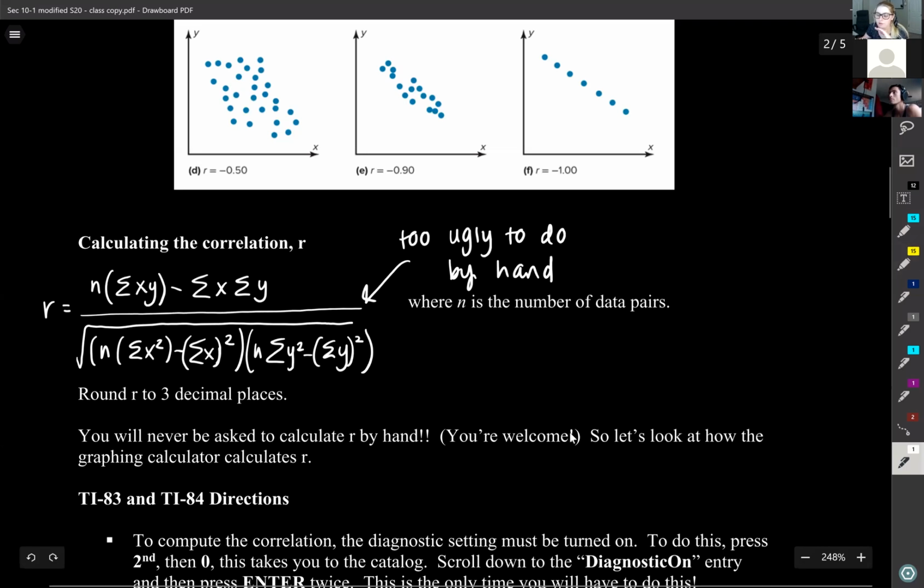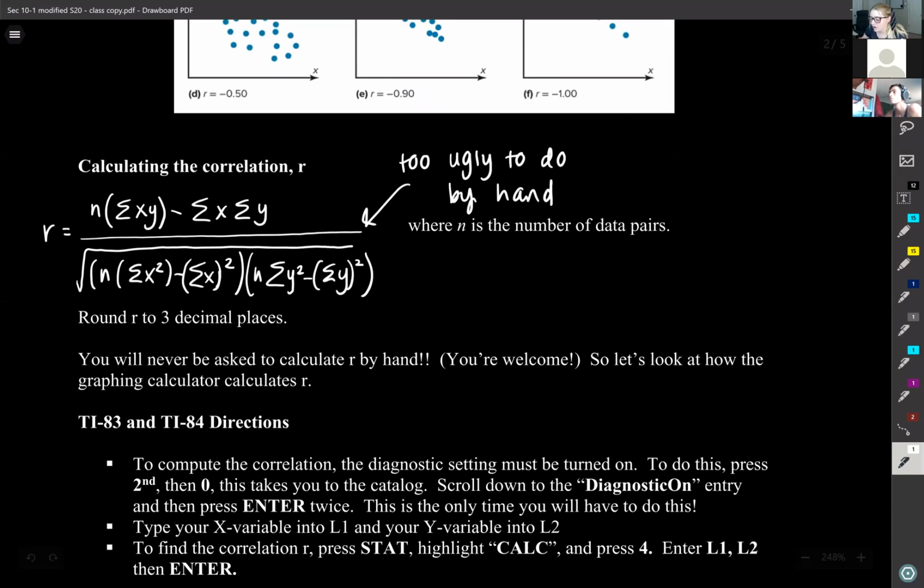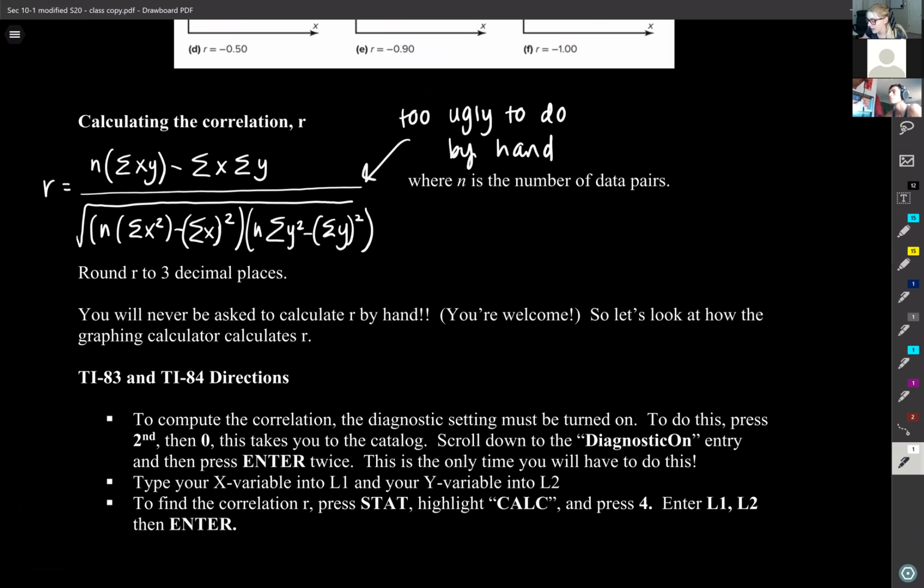And if you continue doing stats classes and learn programming with stats, if you use anything like R, there's literally a function where you input your data and it just spits out what R is for you. So you will never do this by hand. I would never ask you to. Okay. And then we're going to round R to 3 decimal places, which is just the standard rounding.